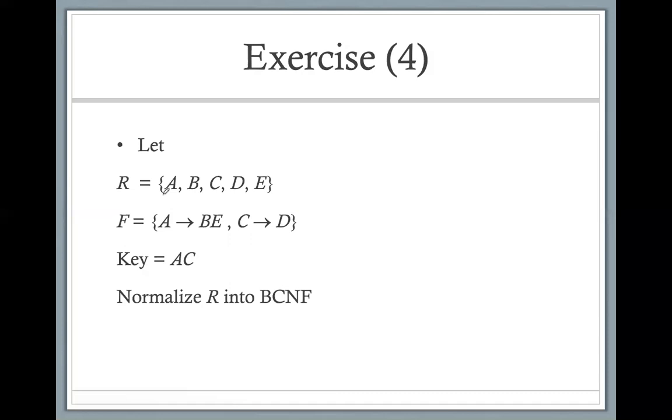I have R, which has these attributes. I have this set of functional dependencies, and I'm giving you the key. The key is the columns A, C. If you compute the closure of AC to verify this, I expect to see all the attributes in the table. If I compute the closure of AC, I get A, C, and from A I get B and E because A determines BE, and from C I get D, and hence I get all the attributes in the table, A, B, C, D.